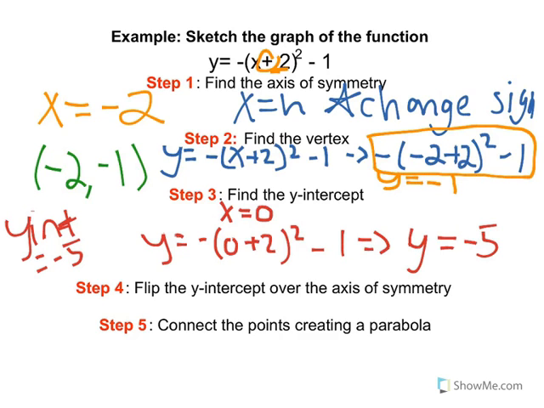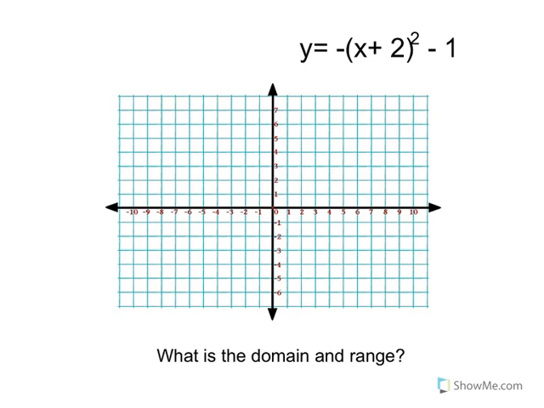Now let's take a look at our graph since we finished all of our calculations. First thing is that we found our axis of symmetry was x equals negative 2. Remember, our axis of symmetry is always going to go up and down. It's going to be a dashed line going through that x value. So here's our negative 2, up and down through that number.